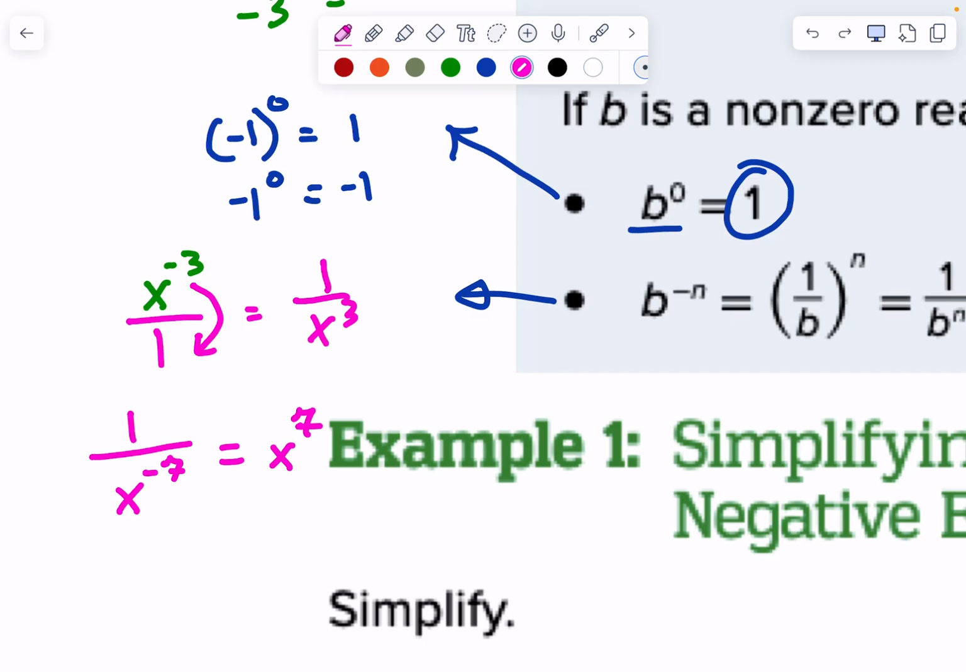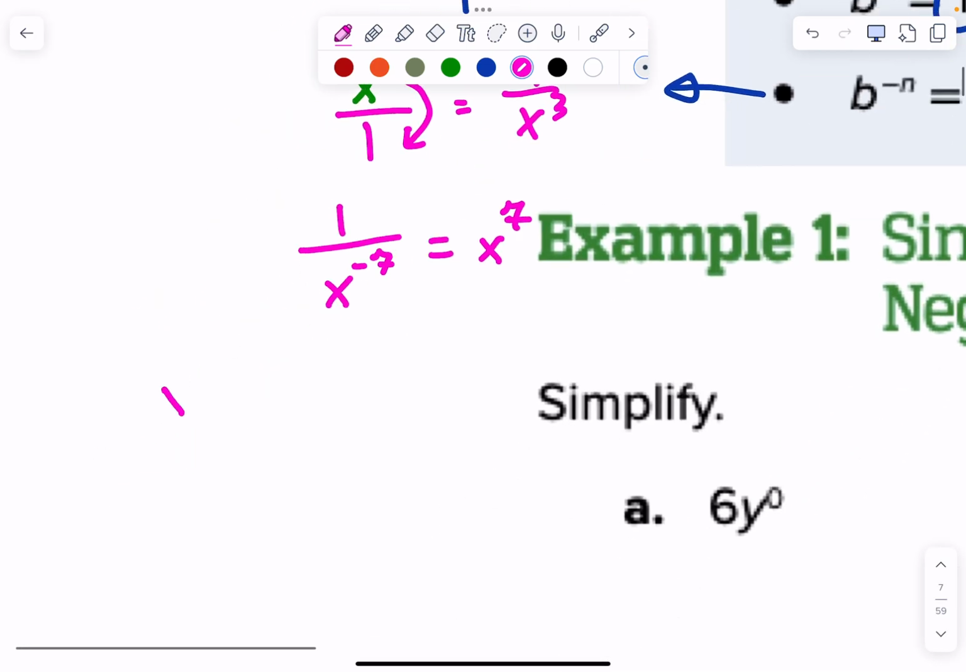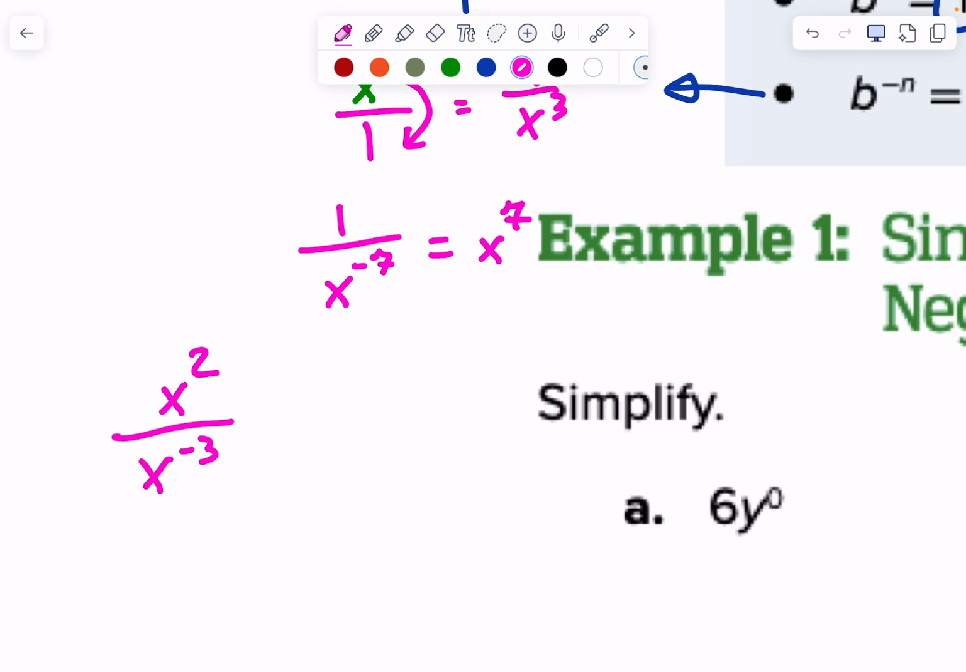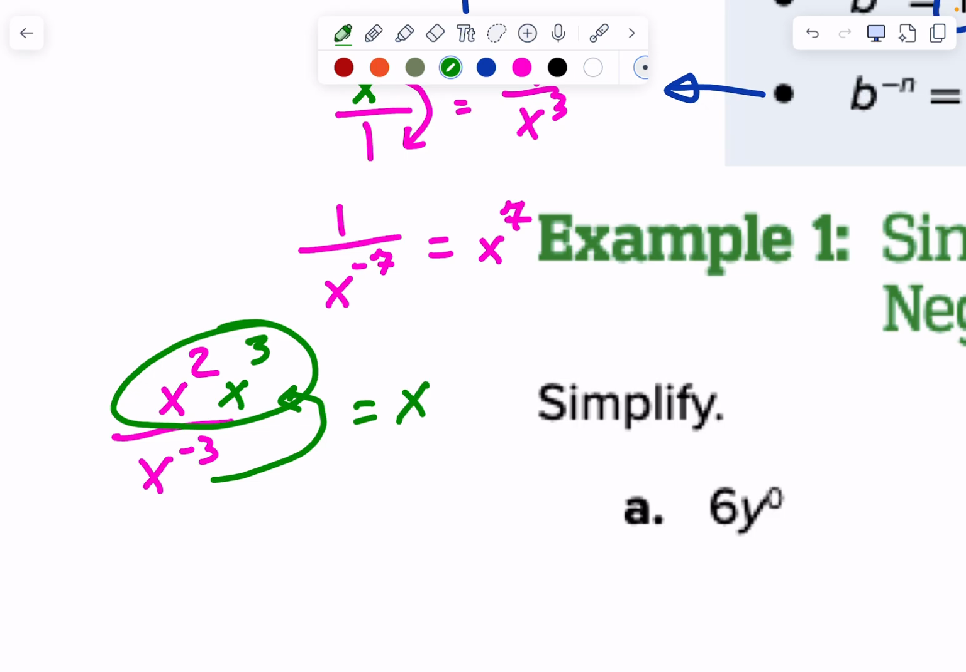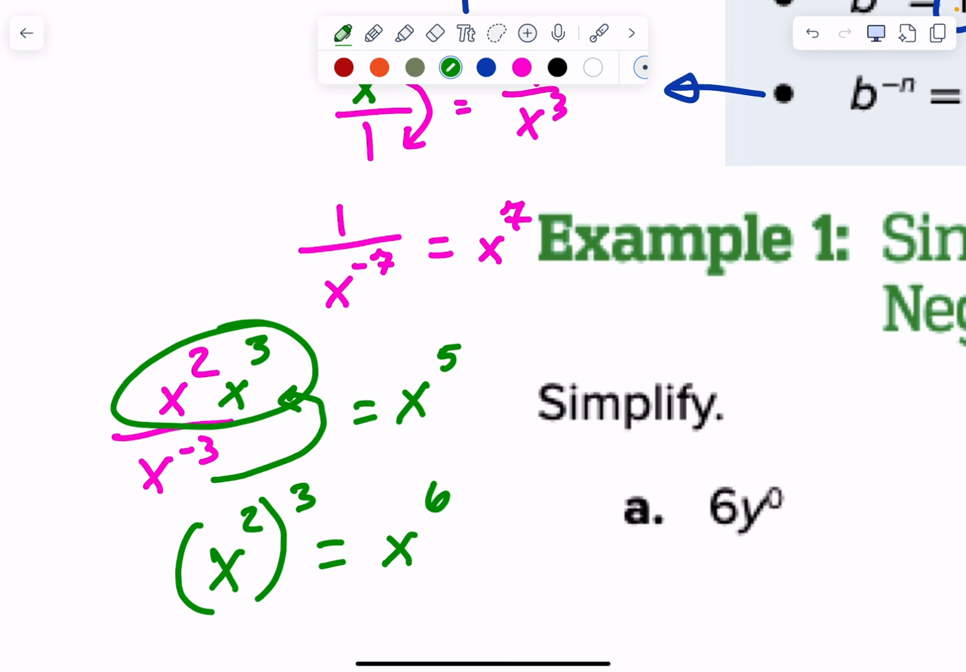All right, now what if you have something like x squared over x to the -3rd power? I'm going to fix this one first. I'm going to bump this guy to the top. He is x to the 3rd power, and then I combine. Is that 5 or 6? 5. That's x to the 5th. When is it 6? When it's extra on the outside. This is 6, right?